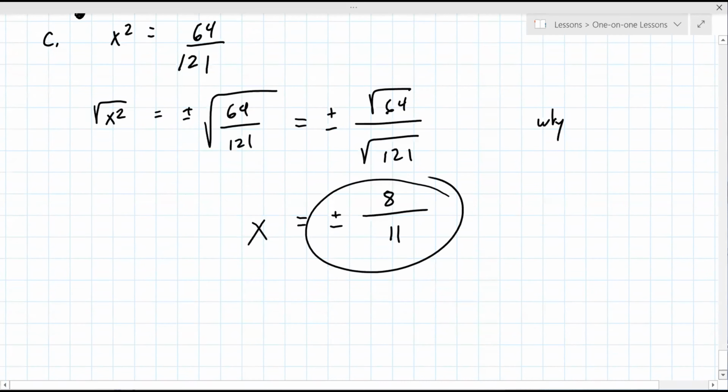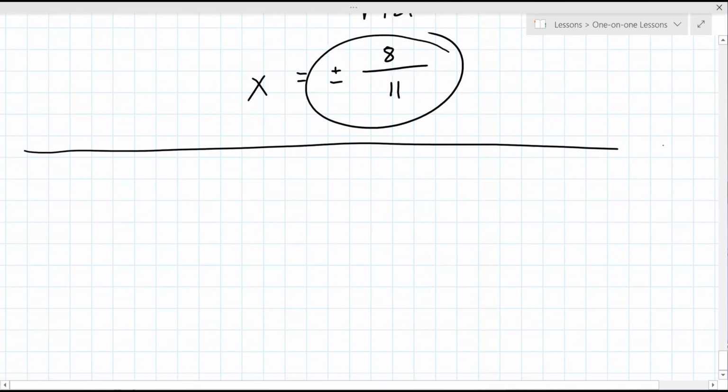I would like for you to try letter D on your own here. It says x squared equals 49 over 144. Go ahead and give that a try. I'll give you 30 seconds, and then we'll go back and talk about letter B.